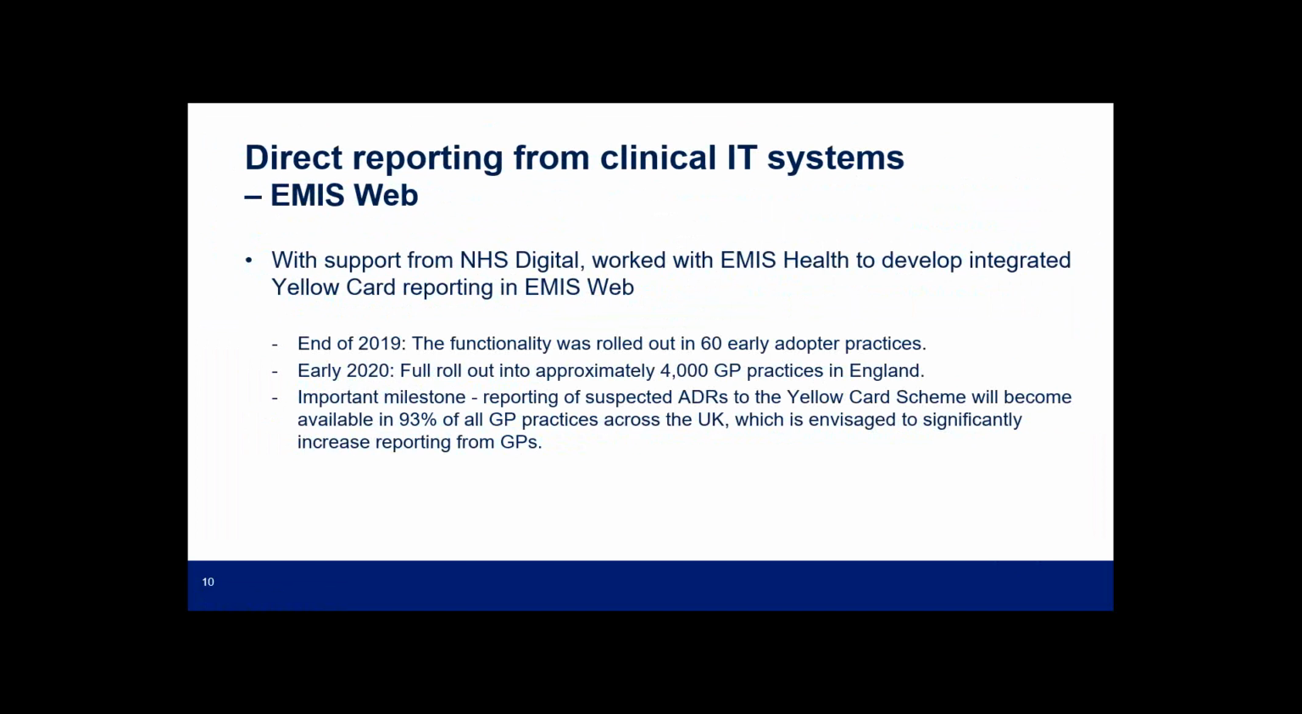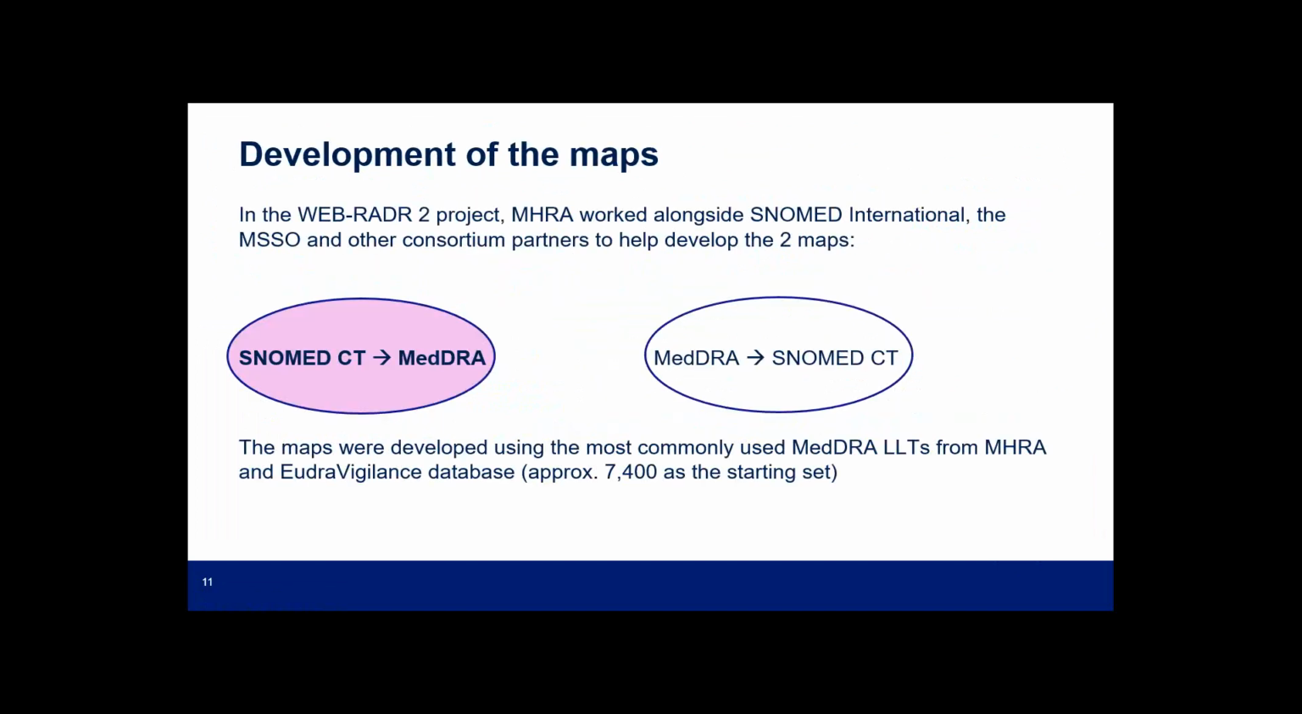Most recently, following a successful pilot, the yellow card is also now embedded into the EMIS system, with 60 practices being early adopters in 2019, and we're continuing to roll out into further sites. This is an important milestone for the MHRA, as with EMIS integration, we now have the yellow card embedded into 93% of all of the GP practices systems across the UK. Next slide, please.